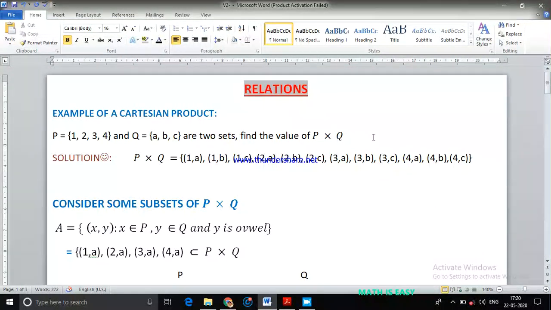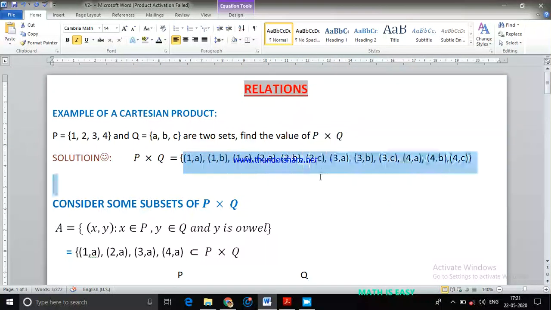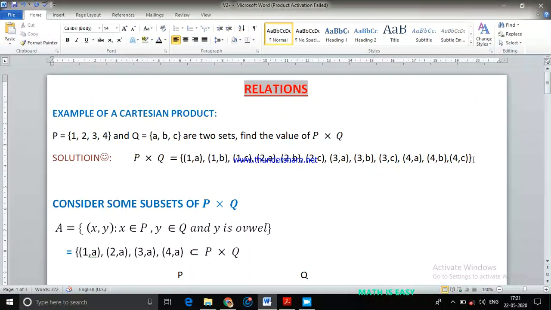Now, last class we discussed the Cartesian product of two sets. I have taken the example, copied the same from the last class. Let P be the set consisting of the elements 1, 2, 3, 4 and Q be the set consisting of elements A, B, C. Then the Cartesian product of P and Q is represented by P cross Q, and we get the elements 1a, 1b, 1c, 2a, 2b, 2c, 3a, 3b, 3c, 4a, 4b, 4c. And this is what we discussed as the Cartesian product.